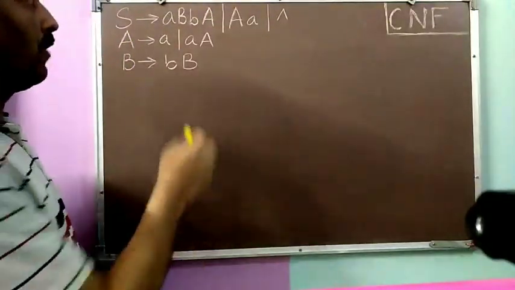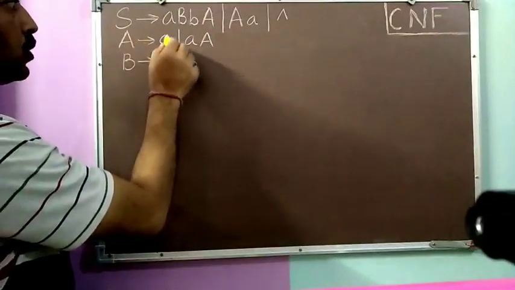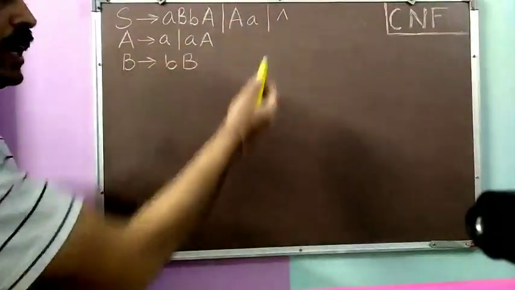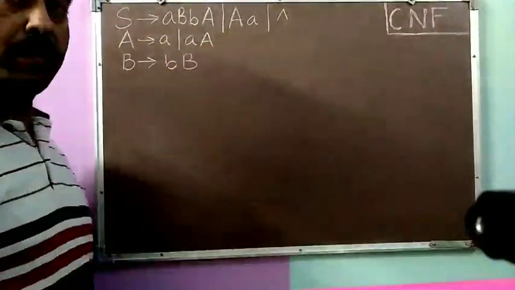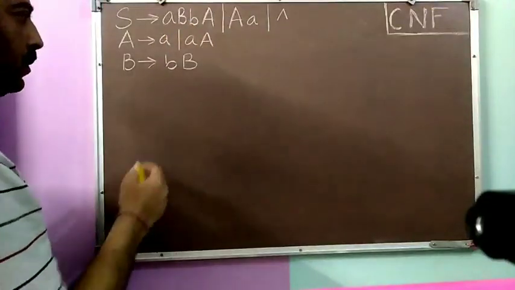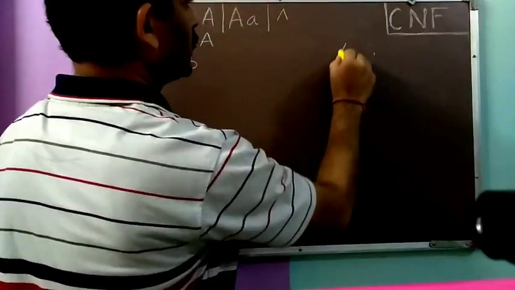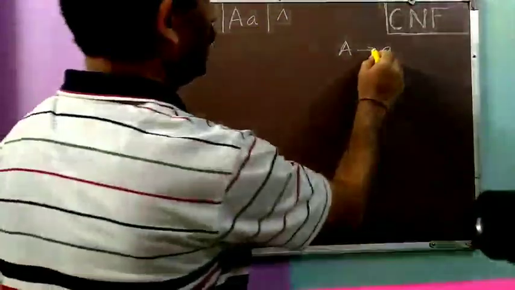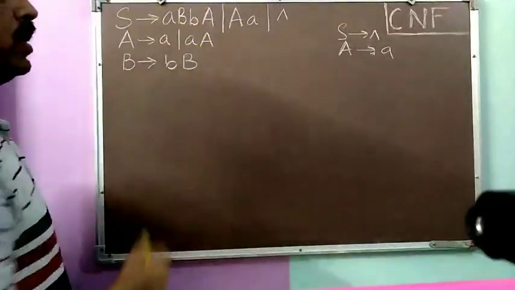In step 2, I have to eliminate the terminals on the right hand side. If I look at A to a, this I don't have to remove, because this is already in the required form of the CNF. So I will take this as it is. But wherever there is not a single terminal on the right hand side, and with terminals some variables are also present, in such cases I will be removing the terminals. So first of all, I am including the productions into the new production set. This is A to a, this one I have included, and similarly S to null, this I will include. The rest I will be processing, because they are not in the required format.